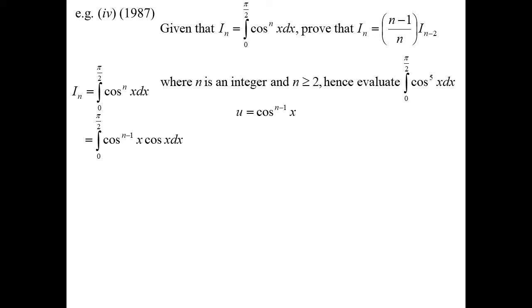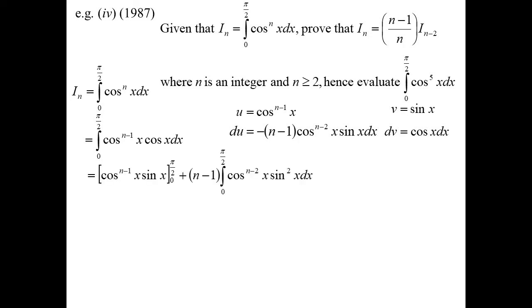So u is cos to the n minus 1, etc. So v' becomes cos x, v is sine x. So uv, sine x cos to the n minus 1, minus the integral of v du. But in this case, du is negative, so we end up with plus.